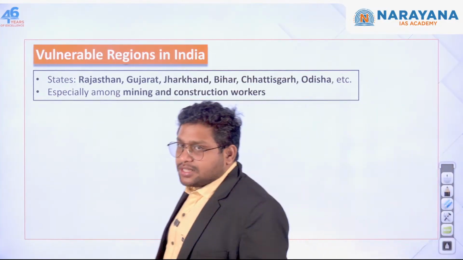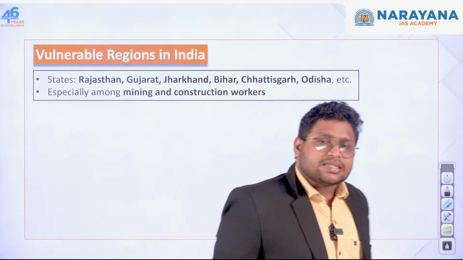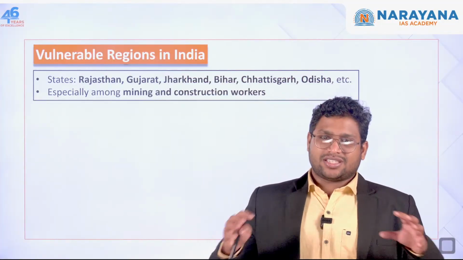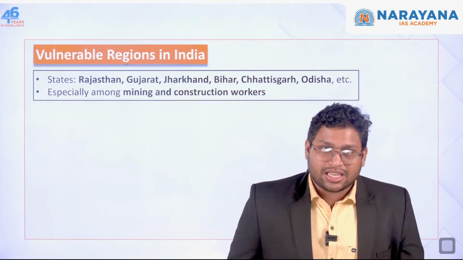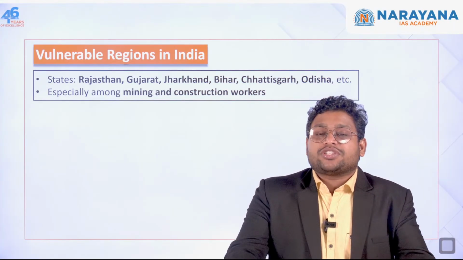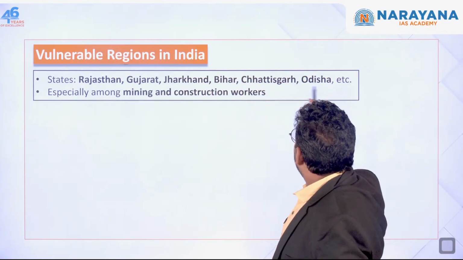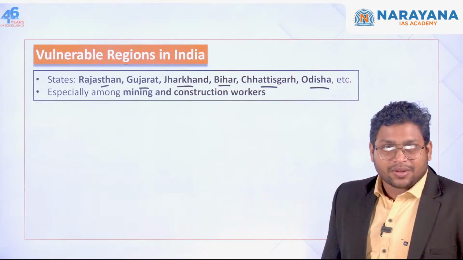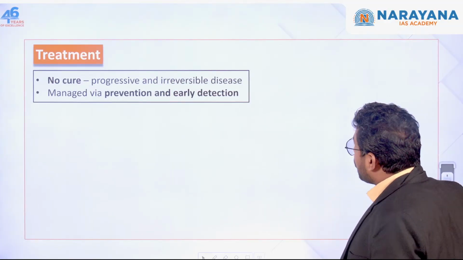Now, there are some regions which are very much vulnerable. Especially these are the regions where we find many resources. These are states full of resources. That's the reason there you see mining activities or such activities because of which these workers get affected more. So, for example, you have Odisha, Chhattisgarh, Bihar, Jharkhand, Gujarat, Rajasthan. Okay, these are the states where we see these workers get affected more.